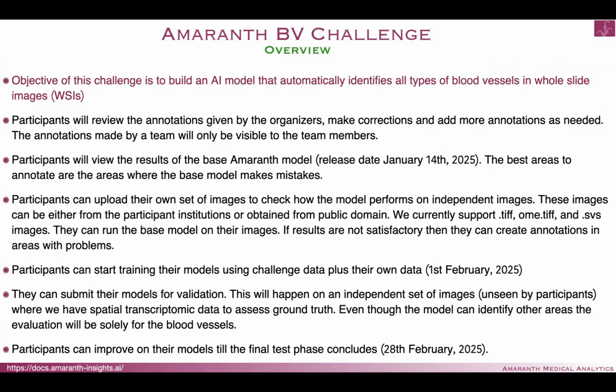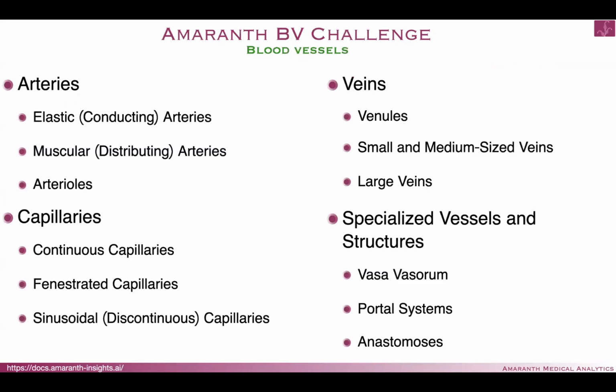So the main objective of this challenge is to build an AI model that automatically identifies all types of blood vessels in whole slide images so that we can fully quantify and study the distribution of these vessels. In terms of the types of blood vessels, it could be any arteries, veins, capillaries, as well as specialized vessels and structures. I have tried to annotate majority of them, but it can be very tricky to annotate the sinusoidal capillaries, so I've not annotated that. But if you're able to, then you can do that as well.